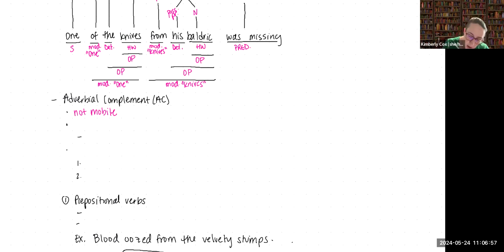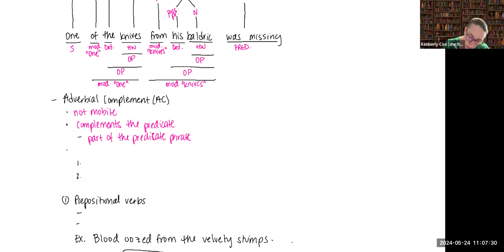It also complements the predicate. Okay. And so that means that it is part of the predicate phrase. And so it would be part then of the predicate phrase branches. So that's also part of what we'll be thinking about as we map them.